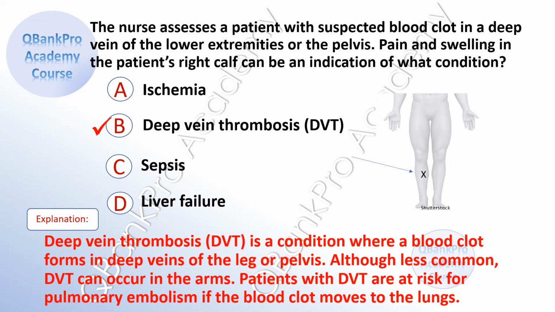Deep vein thrombosis. Explanation. Deep vein thrombosis is a condition where a clot forms in the deep veins of the leg or pelvis. Although less common, DVT can occur in the arms. Patients with DVT are at risk for pulmonary embolism if the blood clot moves to the lungs.